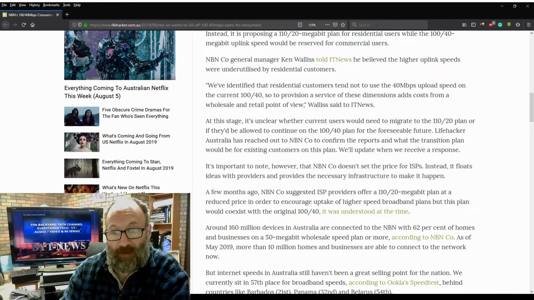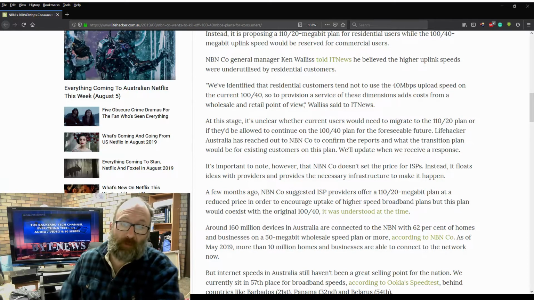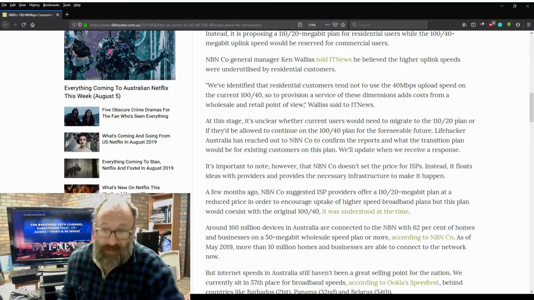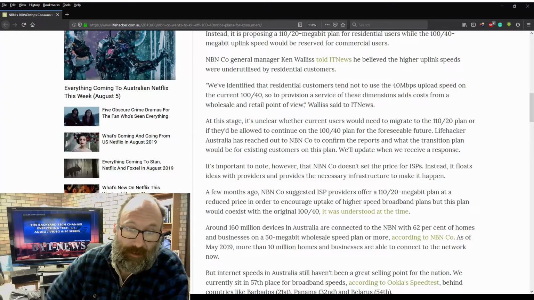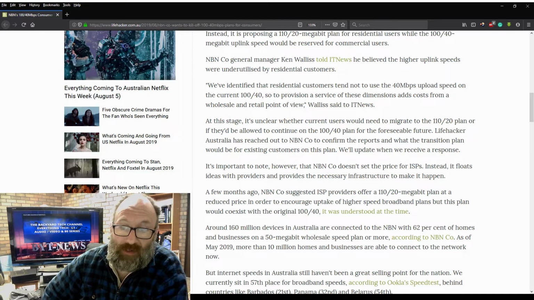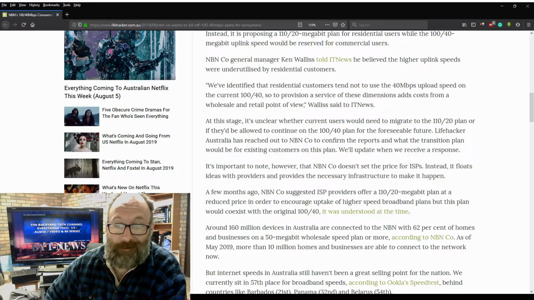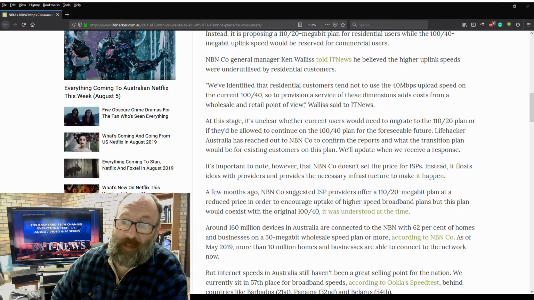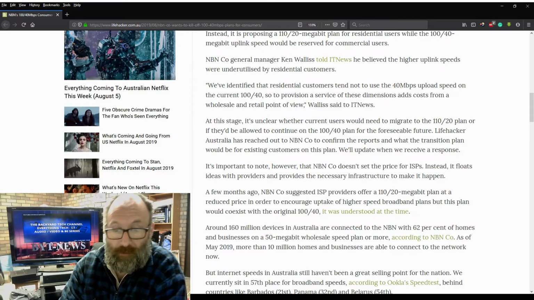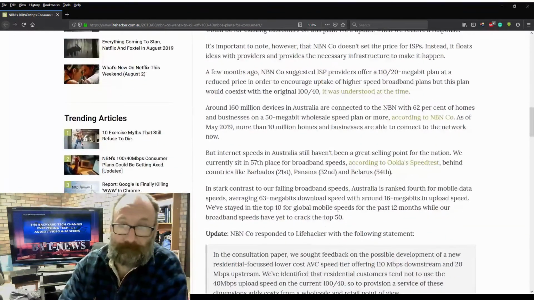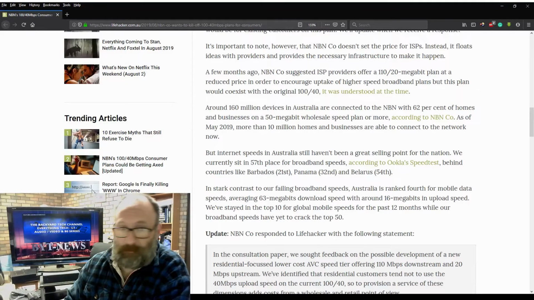It's important to note, however, that NBN Co. doesn't set the price for the ISPs. Instead, it floats ideas with providers and provides the necessary infrastructure to make it happen. A few months ago, NBN Co. suggested ISPs offer a 120 megabit plan at a reduced price in order to encourage uptake of higher speed broadband plans, but this plan would coexist with the original 140. It was understood at the time.